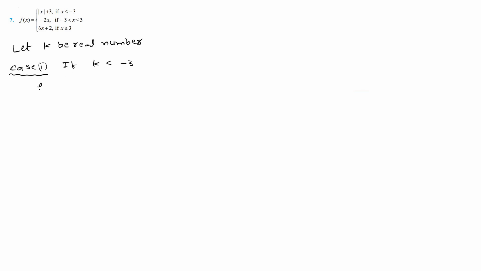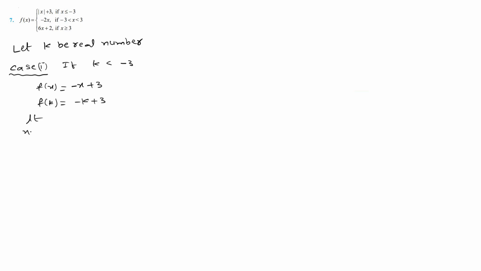So k is less than minus 3 means f of x is equal to, what we will get here? This is modulus x plus 3. k is less than minus 3 means modulus x will become minus x. So less than minus 3 means this will become minus x only. Next, f of k is equal to minus k plus 3 here.